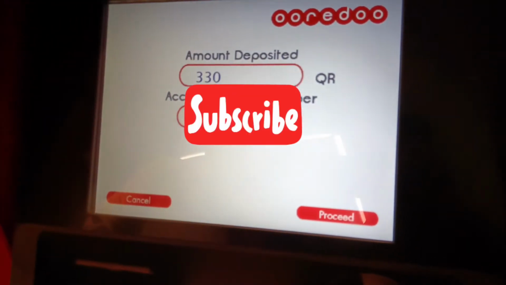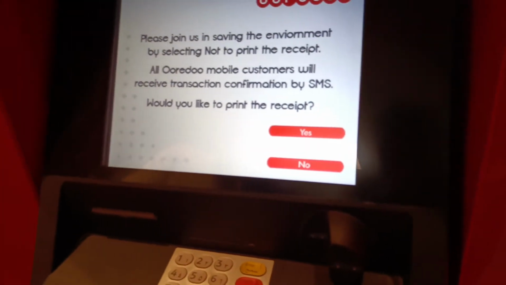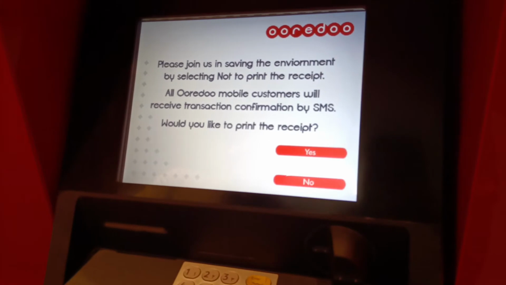So Account amount service deposit, number. 330. Proceed. It is correct. So, would you like to print a receipt? I need receipt.